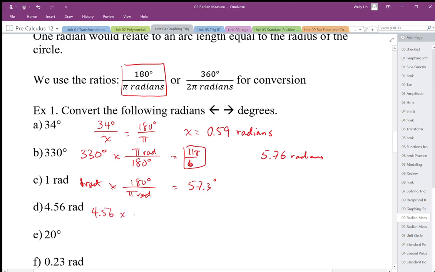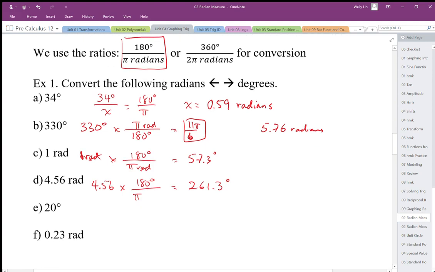Same thing here, 4.56 radians. I'm going to use my multiplying ratio. I'm going to put radians on the bottom and degrees on top. That way I'm going to get degrees as my answer. So 4.56 times 180 divided by pi, I get 261.3. Again, make sure you know what units you're dealing with. It's very important to keep track of the units that you're dealing with.